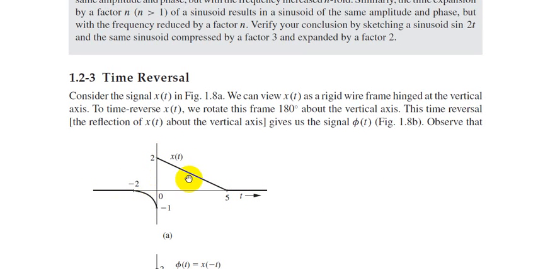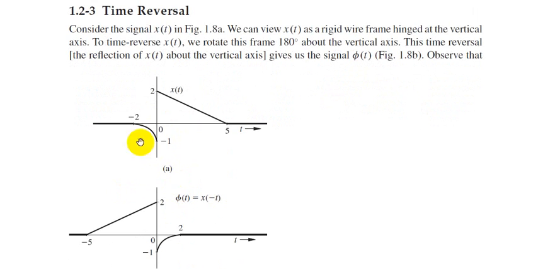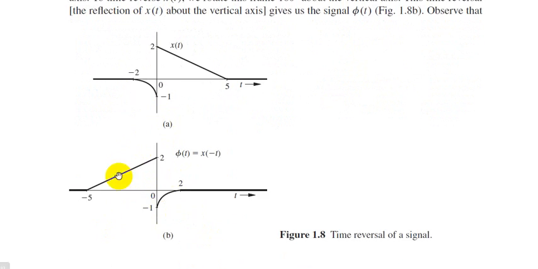This is x of t. Okay, if we rotate this x of t about its vertical axis, we will get this function. That means the signal shape on the right hand side will go to the left hand side, and the signal shape on the left hand side will go to the right hand side. That means we are actually rotating this signal about the y-axis, and we have got the time reversal operation. That means the starting point has now become the ending point, and the ending point of the signal has become the starting point.